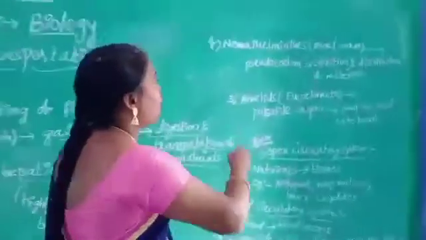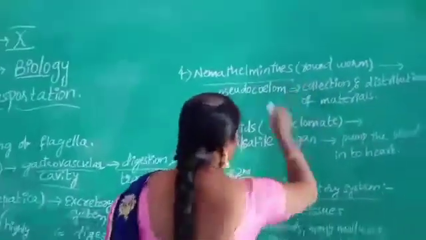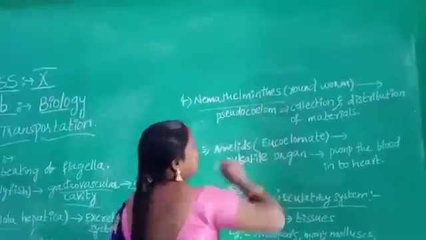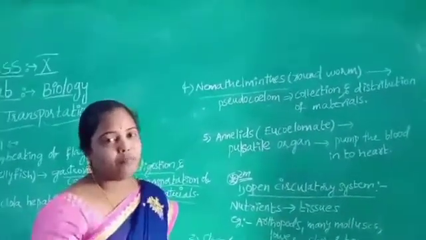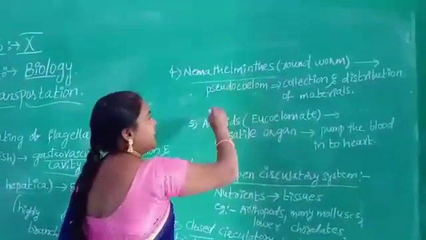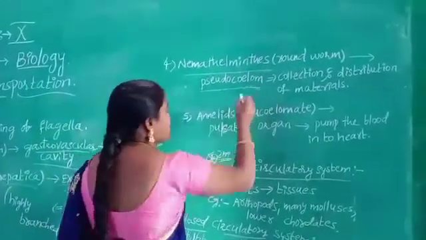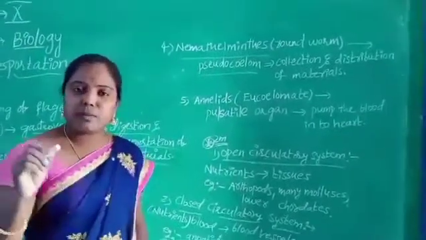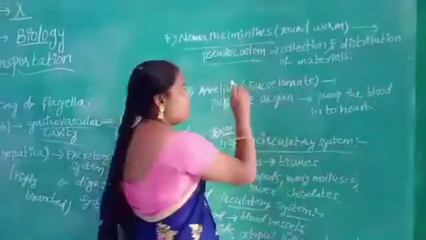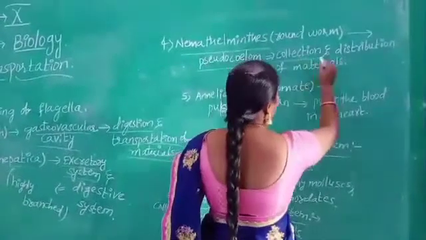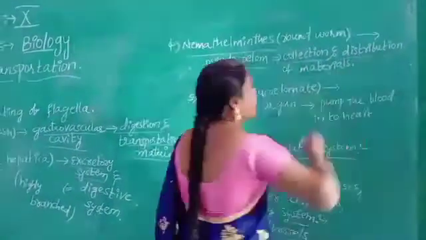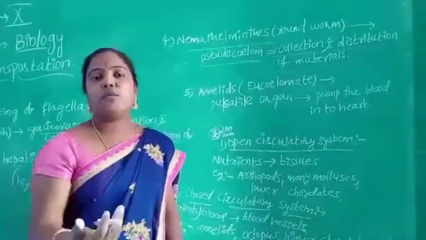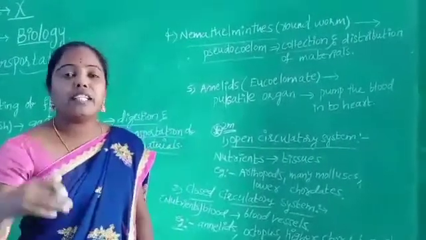Now next, the fourth one is Nemathelminthes. What is the example? Roundworm. Roundworms belong to this category. In the roundworm, what is the special organ? Pseudocoelom. The pseudocoelom is the special organ which is responsible for collection and distribution of materials. This organ collects the materials and distributes the materials from one place to another place in the body.